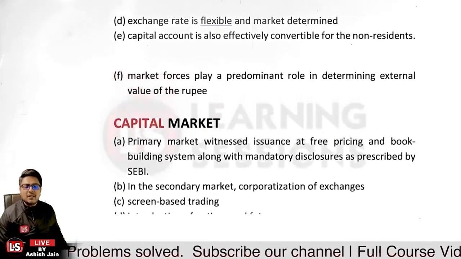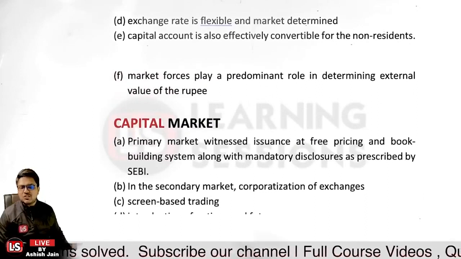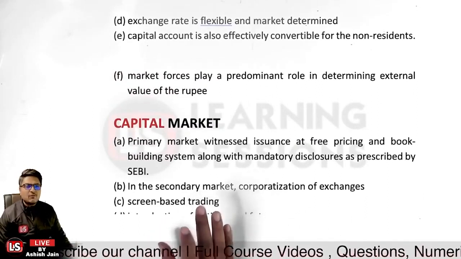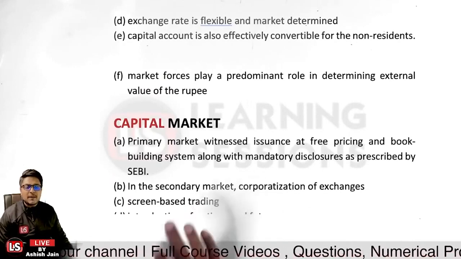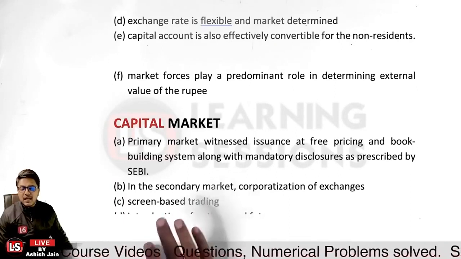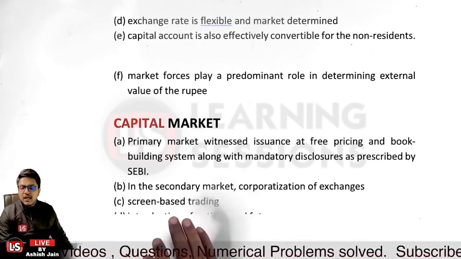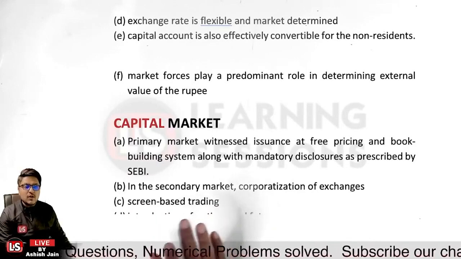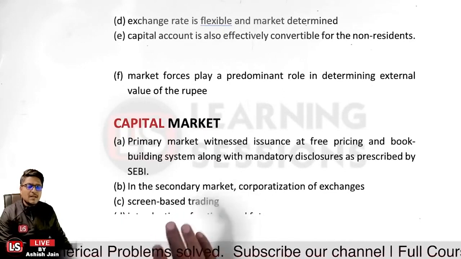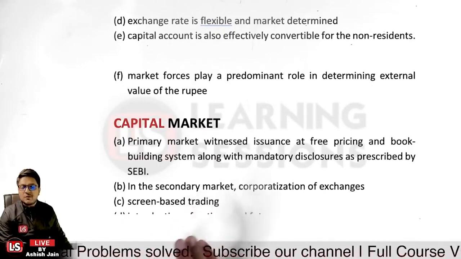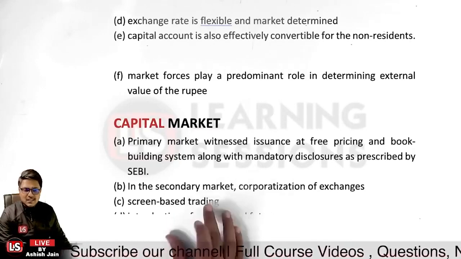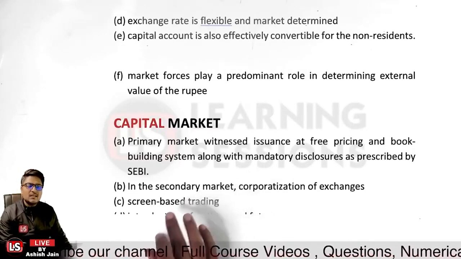Now let us have a look at the capital market. The capital market relates to the sale and purchase of equity, securities, debentures, bonds, etc. The primary market witnessed issuance at free pricing. Previously the pricing was maintained and disclosed by the CCI itself, but now it is not so. There is a book building concept along with mandatory disclosures as prescribed by SEBI, the Securities Exchange Board of India, the karta dharta of the capital market itself. And further, free pricing is there.